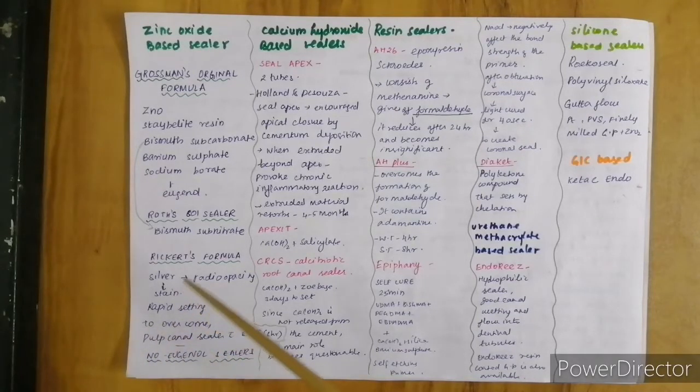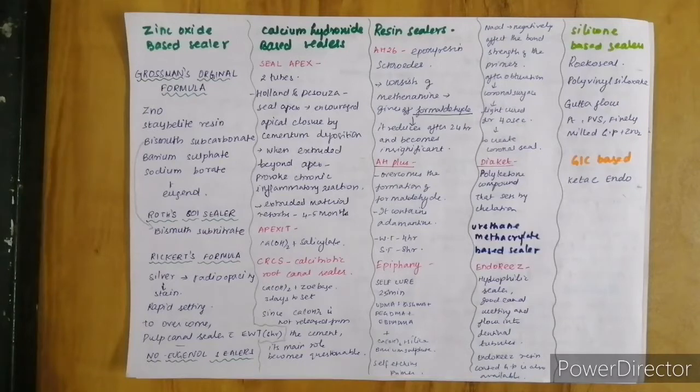In order to overcome this disadvantage, pulp canal sealer with extended working time was brought into the market. Its working time was about 6 hours. We also have non-eugenol formulations. So for zinc oxide eugenol sealer, first Grossman gave his formula, then Roth made a few changes, then Rickert gave his formula, which has a disadvantage, and then pulp canal sealer came into the market, overcoming the disadvantage of Rickert's formula.